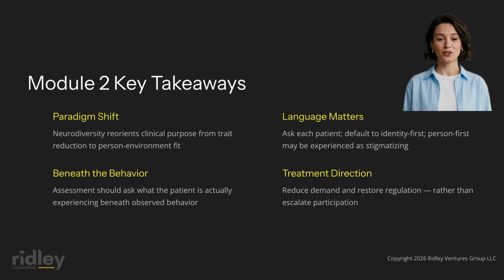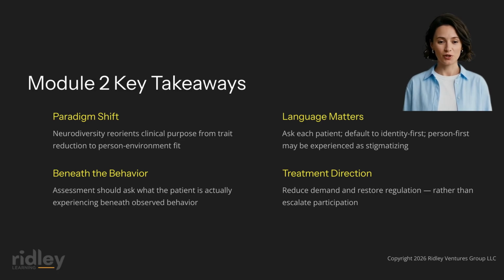Let's close Module 2 with the key clinical takeaways for physical therapists, occupational therapists, and nurses. This module establishes 3 practical foundations that shape every subsequent clinical encounter. First, the neurodiversity paradigm doesn't require abandoning clinical identification, treatment, or support. It requires reorienting their purpose from trait reduction to person-environment fit and autistic prioritized outcomes.